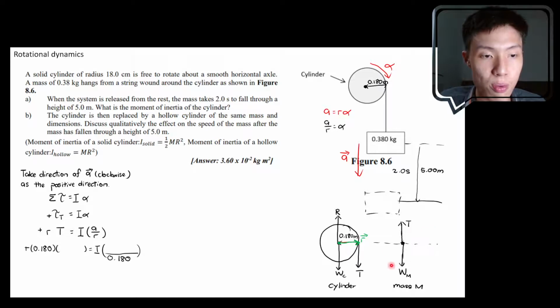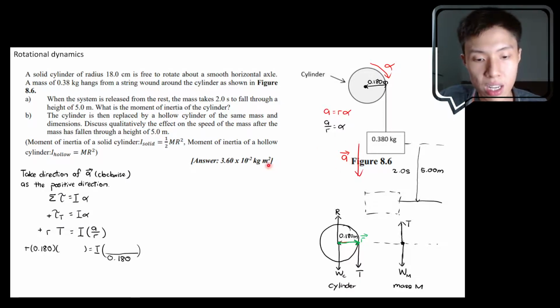Because this next free body diagram here also involves tension. And we know that it will involve sum of F equals ma because this object here is also falling with an acceleration. So let's move on to the next free body diagram. For the next free body diagram, we will take the direction of acceleration as the positive direction as well.